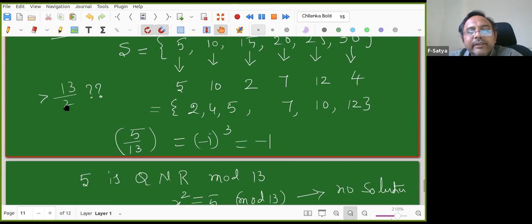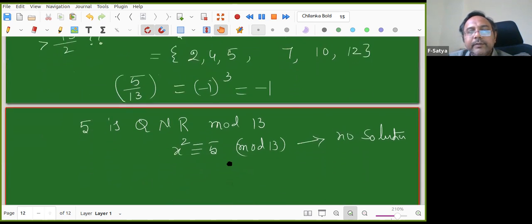13/2 is how much? 6.5. Anyhow, we are looking at an odd prime, so p/2 cannot be an integer, so it cannot be any one of them. Surely some of them are less than this and some of them are greater than this. So that is his idea. Is it okay?